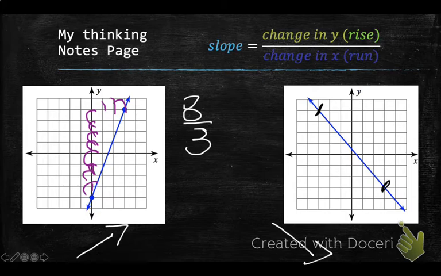Okay, so again, we're going to count rise and run. So rise is 1, 2, 3, 4, 5, 6, 7. And the run is 1, 2, 3, 4, 5, 6. So our slope is negative, because it's going down, 7 over 6.